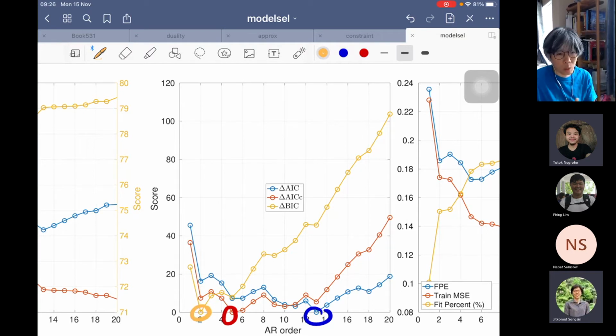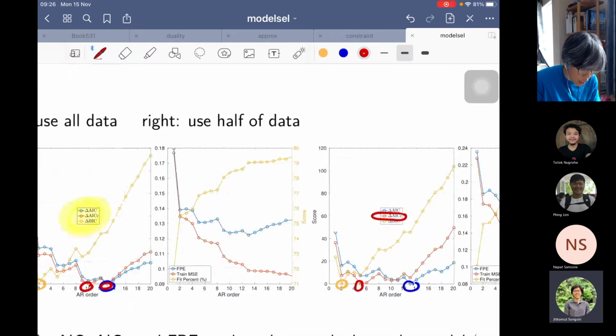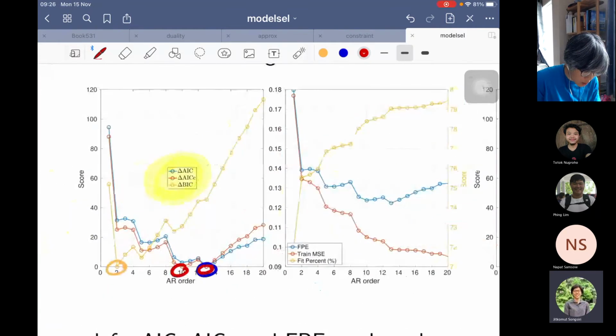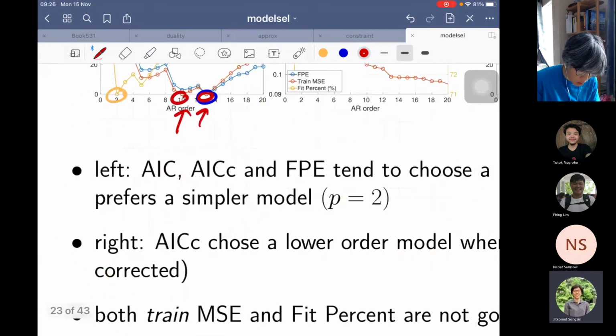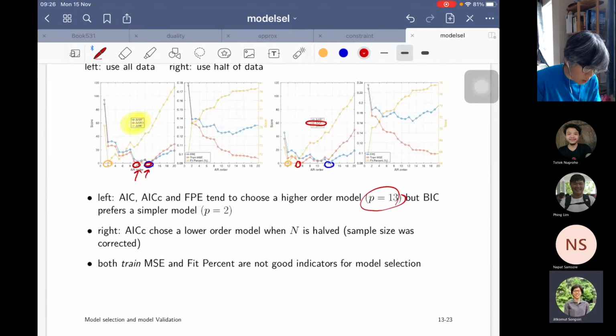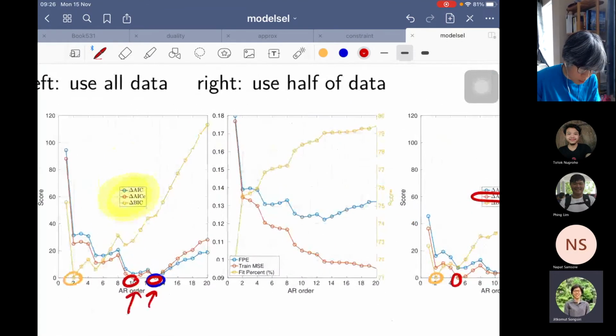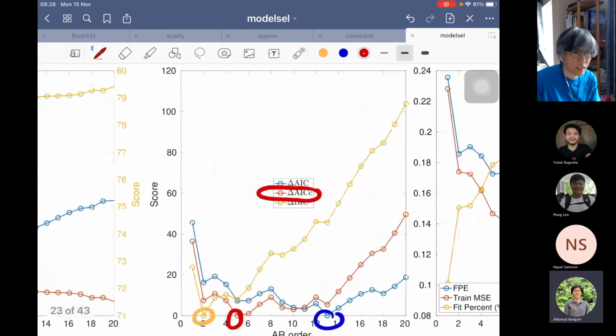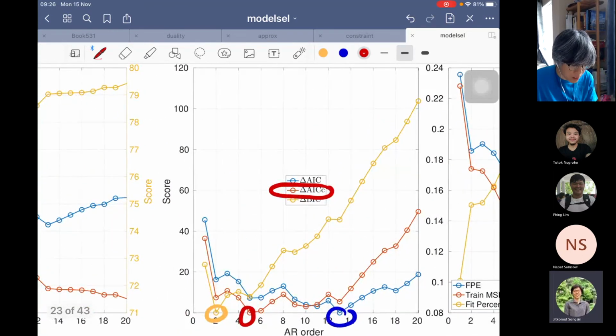Now, what is the change you notice from this case between AIC and AICC? It seems that the only thing we notice is AICC. Initially, it tended to pick maybe 10 or 13. Initially, it tended to pick order 13, but when the sample is smaller, it picked the 5th order.